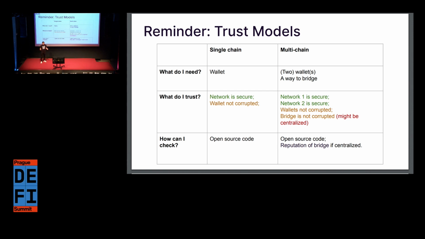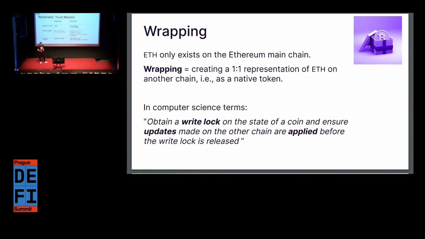And you need a way to bridge. And what you trust is, well, you're implicitly trusting that network 1, let's say Ethereum, and let's say you're going to Polkadot, that Ethereum and Polkadot are both secure. Otherwise, you wouldn't be bridging over, right? If you don't think that the target system is secure, you shouldn't be putting your assets there. And then you trust that the wallets are not corrupted, and the most important one, that the bridge is not corrupted. And very often, the bridge is the weakest link.